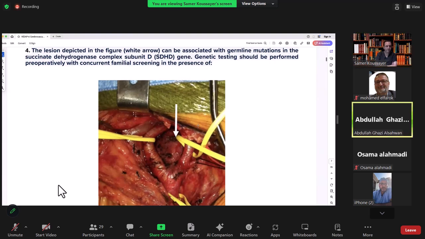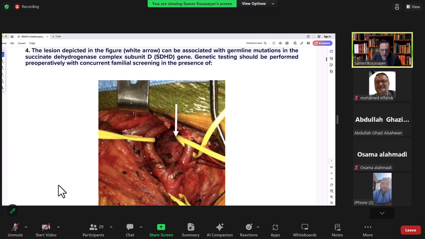The lesion depicted in the figure, white arrow, can be associated with the germline mutation in the succinate dehydrogenase complex subunit D gene. A genetic test should be performed preoperatively with concurrent familial screening in the presence of... What do you see first in the picture? A carotid body tumor. So, when do we do genetic study in a carotid body tumor, when do we think it is right?